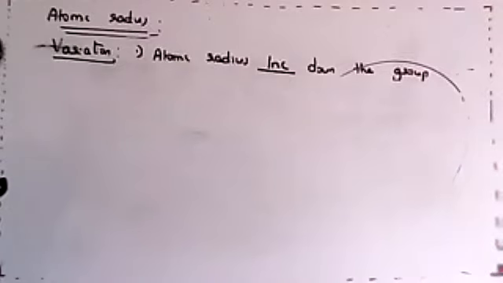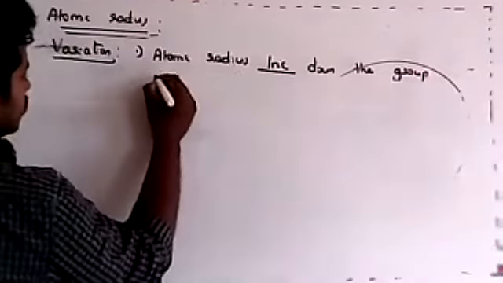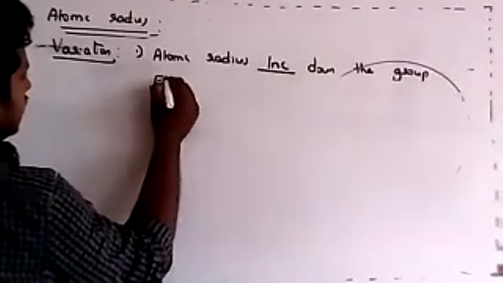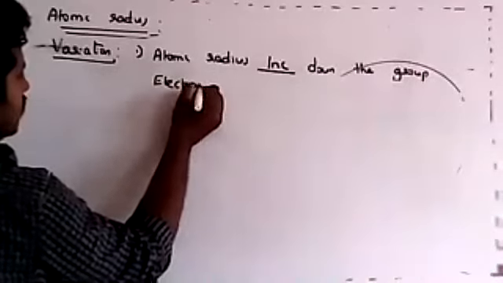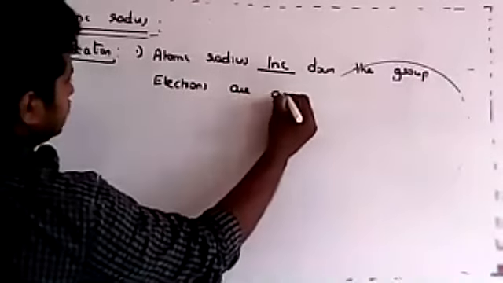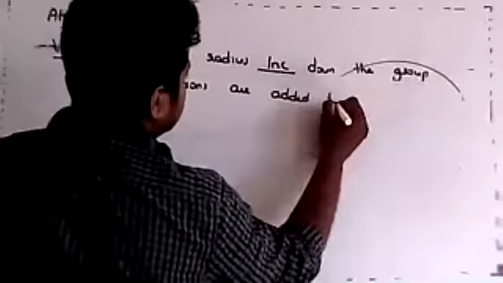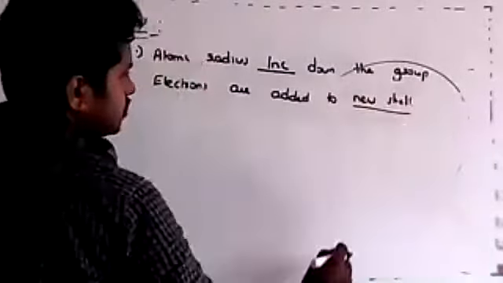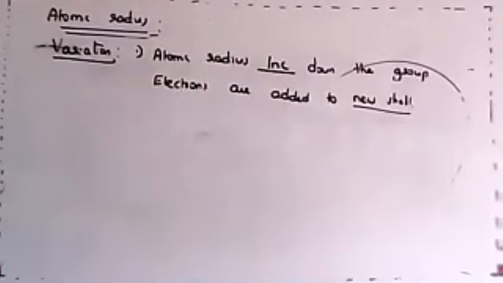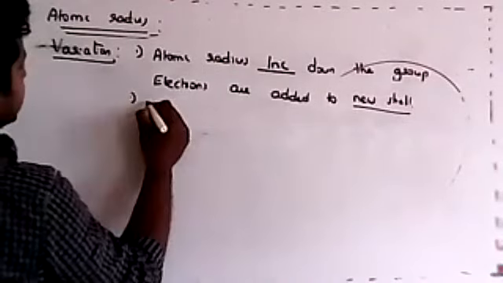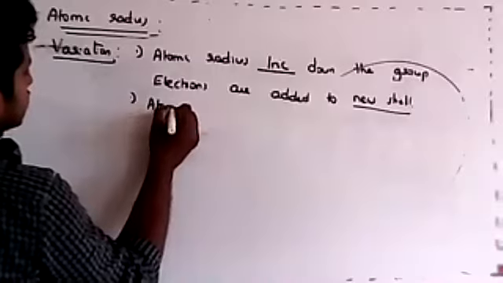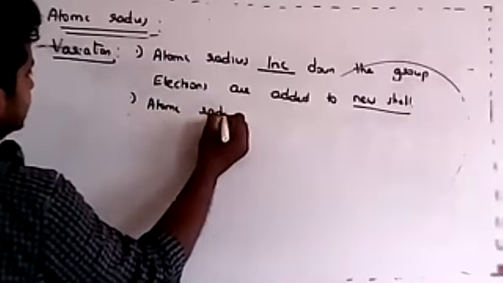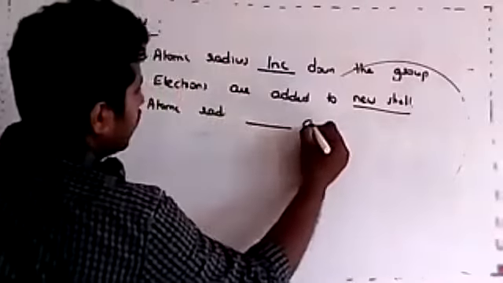Yes, Ananya, yes, Prajwal, right? So dear students, atomic radius increases down the group because electrons are added to a new shell. When an electron is added to a new shell, usually the atomic size increases. Okay, now let us compare atomic radius along the period.